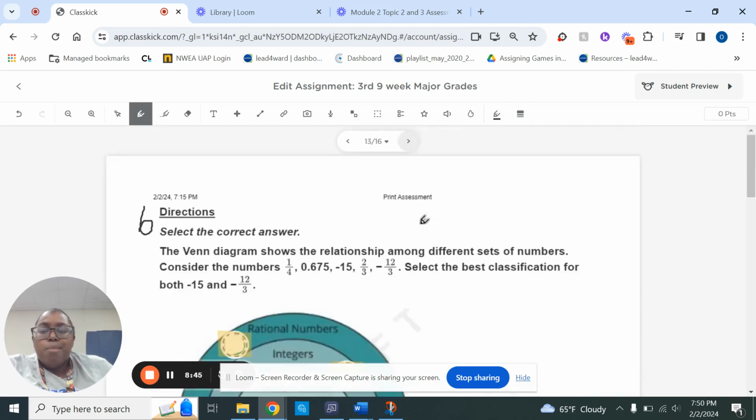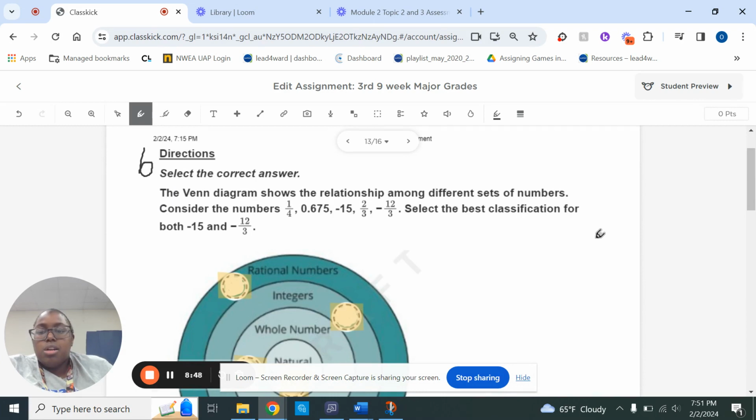Going on to number 6. Directions. Select the correct answer. The Venn diagram shows the relationship among different sets of numbers. Consider the numbers 1/4, 0, 675,000, negative 15, 2/3, and negative 12/3. Select the best classification for both negative 15 and negative 12/3.